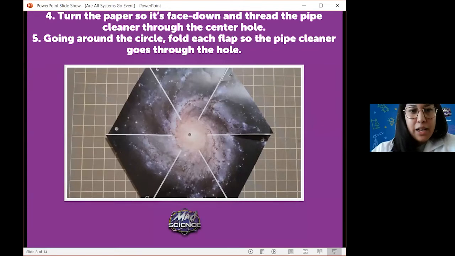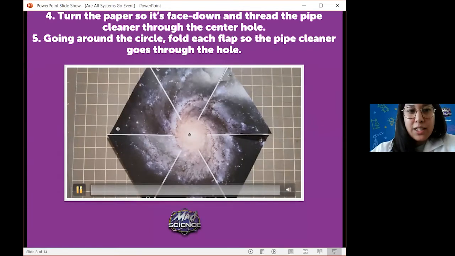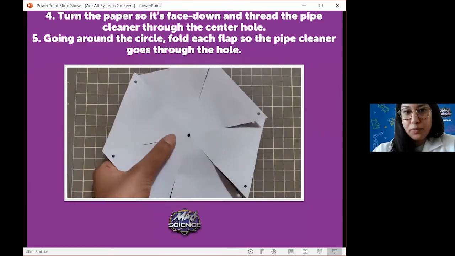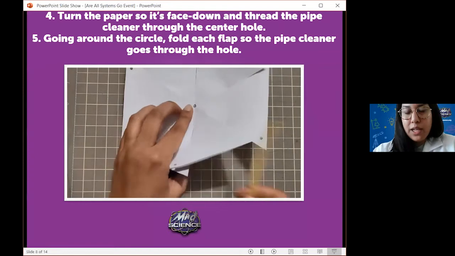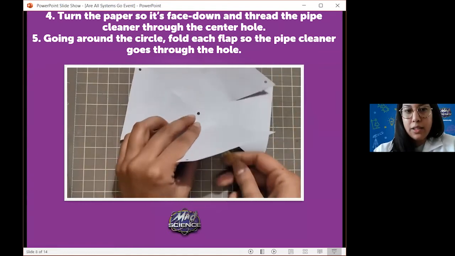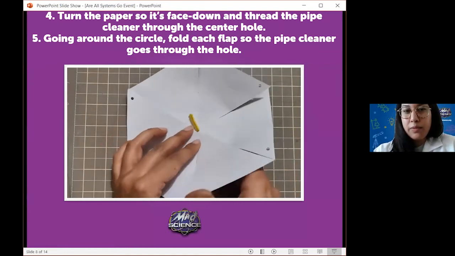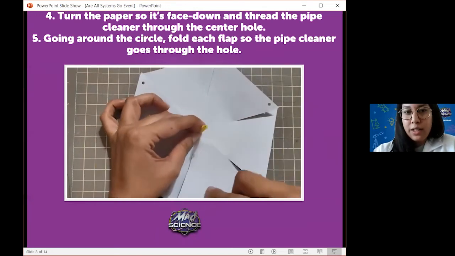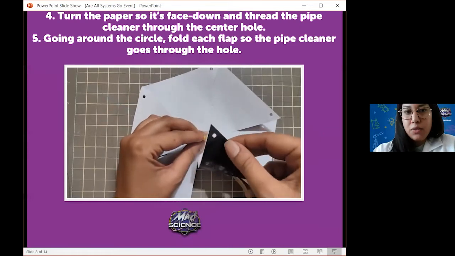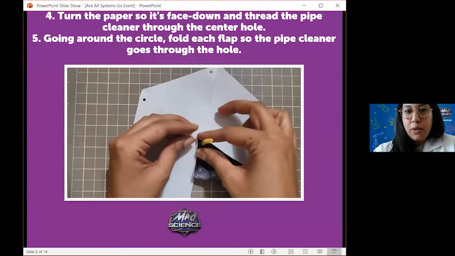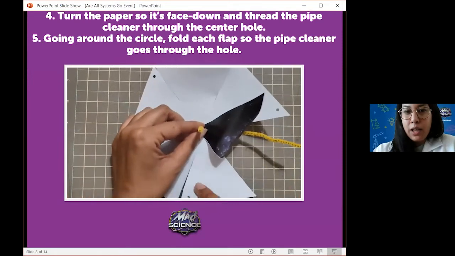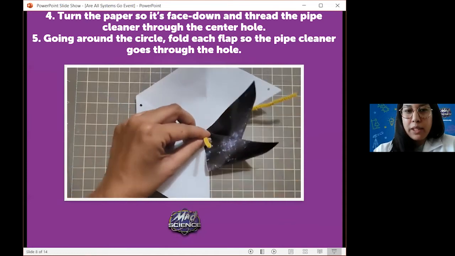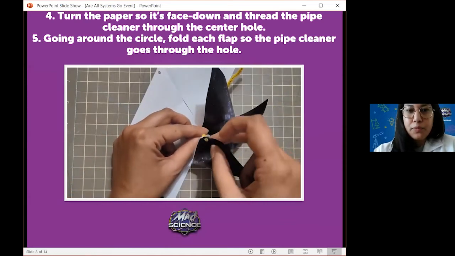So right now we're gonna say goodbye to our beautiful galaxy for a little bit, and we're gonna turn it over so you see the white. And you're going to now take your pipe cleaner and push it through the hole, like you'll see there. My yellow pipe cleaner saying hello. And you are going to now go around where all of your holes are, and one by one, fold your triangles into the center pipe cleaner.